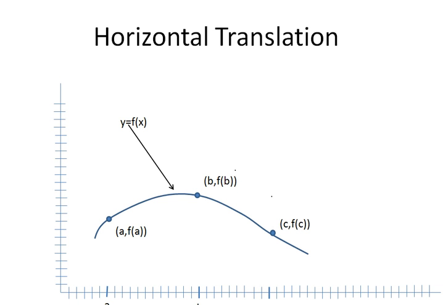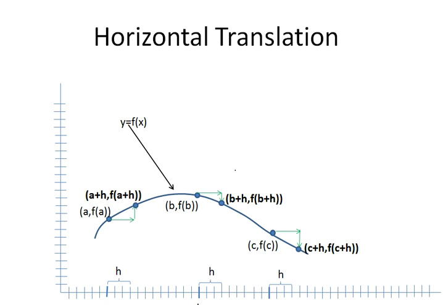Suppose a function y equals f of x contains the points (a, f(a)), (b, f(b)), and (c, f(c)). We want to locate the points on the function y equals f of x plus h, where h is greater than 0, with the inputs a, b, and c. That is, (a, f(a+h)), (b, f(b+h)), and (c, f(c+h)).